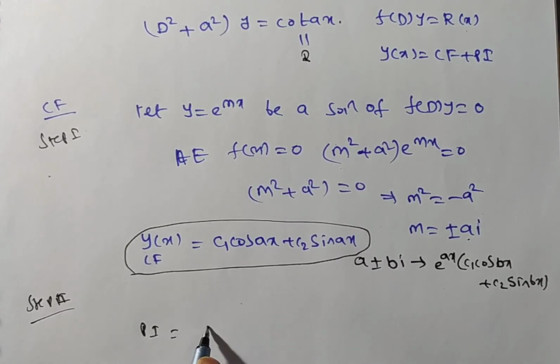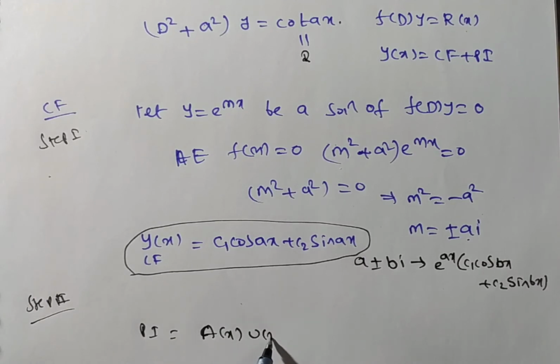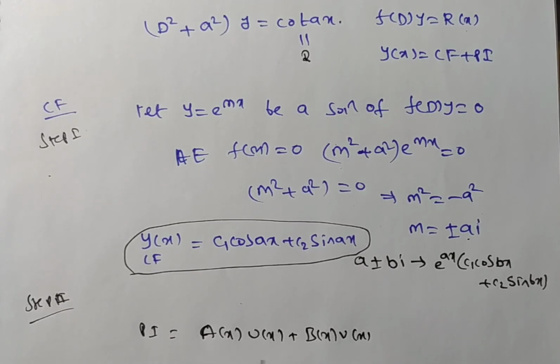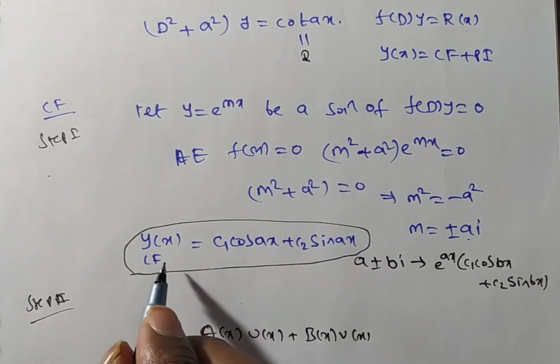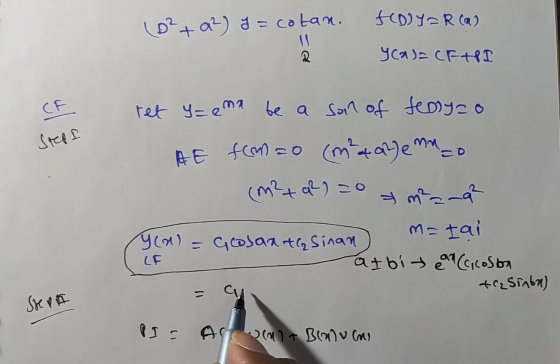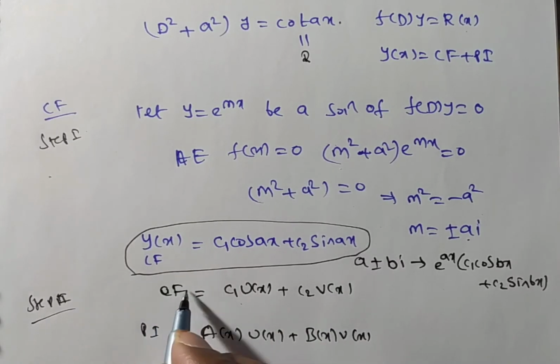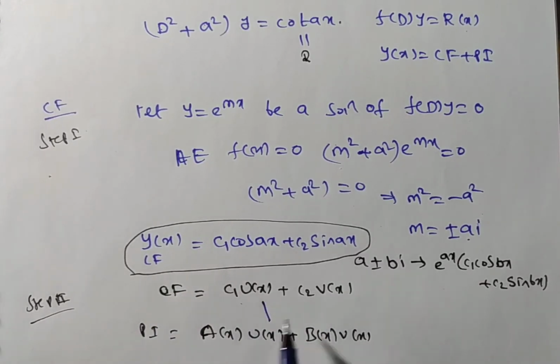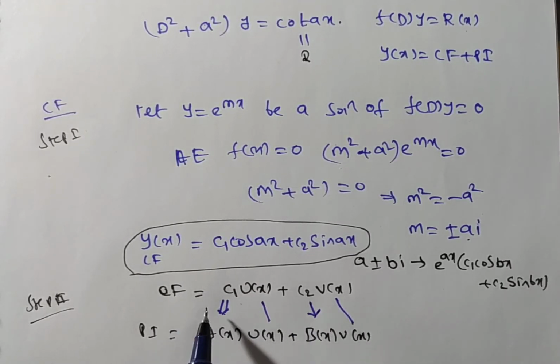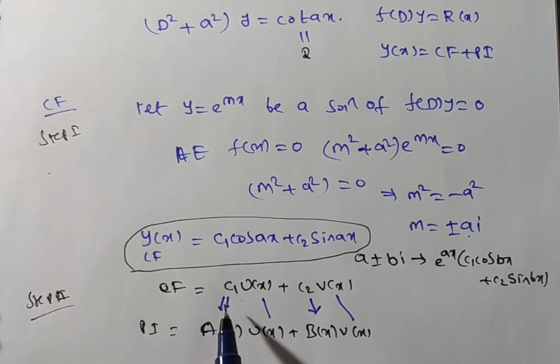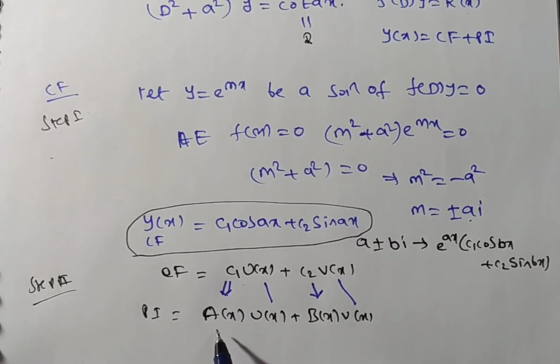Particular integral we have to take as A of x into u of x plus B of x into v of x. Here you see, friends, what are A of x and B of x, u of x, v of x: this complementary function we have to compare with c1 into u of x plus c2 into v of x. u of x is as it is, so we replace c1 by A of x and c2 by B of x. Actually in the complementary function c1 and c2 are arbitrary constants. Now these arbitrary constants we change into variables.